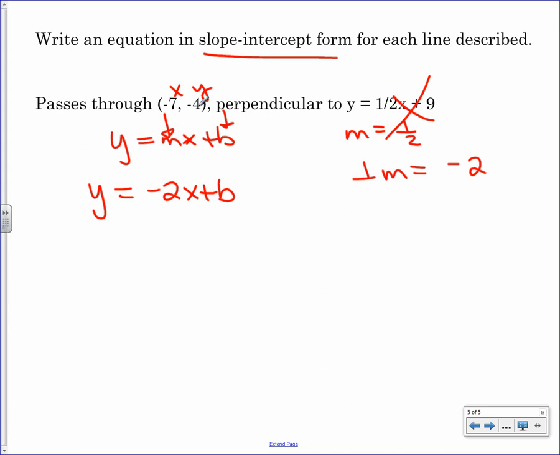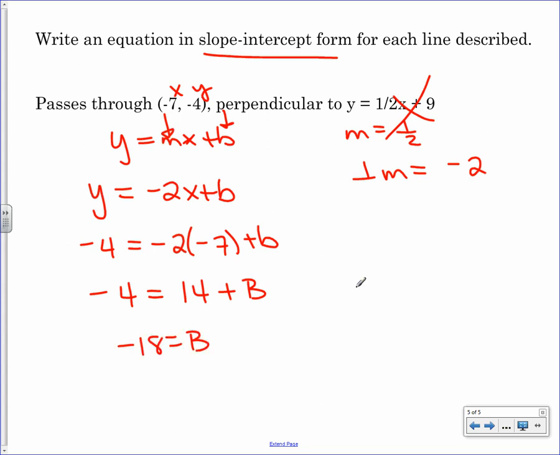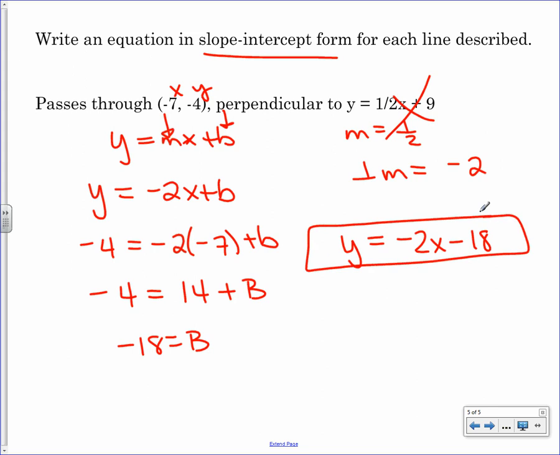So all I have is X and Y, just like the other question, right? I'm going to substitute X and Y in and find B. So instead of a Y, what do I need? -4. Instead of an X, -7, and you solve for b. So -4 equals, 2 negatives make a positive, 14 plus b. I'm going to capitalize b again so it doesn't look like a 6. You do what works for you. But what would I do to both sides? Subtract the 14 and I get -18. That's not my final answer, right? So y equals what? Y equals -2x minus 18.